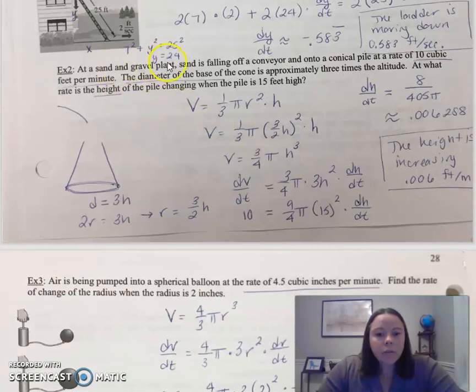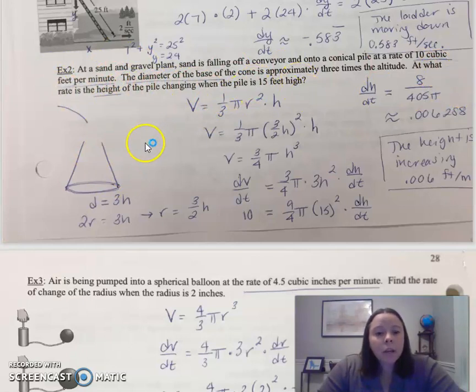So a sand and gravel plant, added sand and gravel plant. Sand is falling off a conveyor and into a conical pile at the rate of 10 cubic feet per minute. So we're pouring sand and it's forming this cone here. The diameter of the base of the cone is approximately 3 times the altitude. At what rate is the height of the pile changing when the pile is 15 feet high? So that's that moment in time. When that pile is 15 feet high, how fast is it changing?